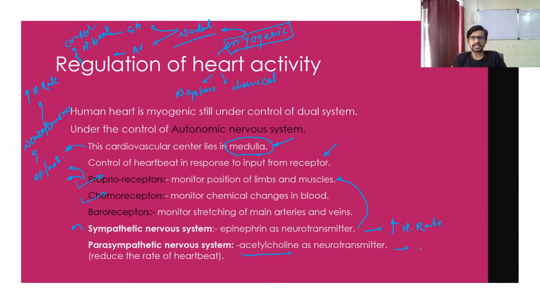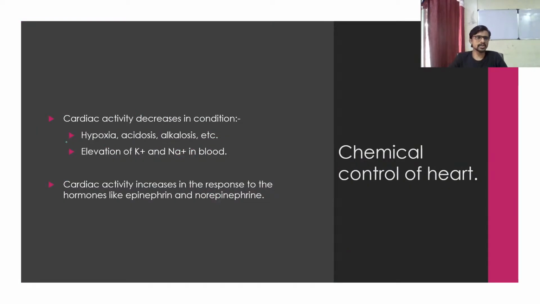But in this system, the heart rate decreases. So the heart rate is going to decrease here in the parasympathetic nervous system because acetylcholine is an inhibitor. Okay, so let's see the chemical control. In hypoxia, acidosis, and alkalosis, your cardiac activity decreases. That means heart rate decreases. And the cardiac activity increases in response to hormones like epinephrine and norepinephrine.